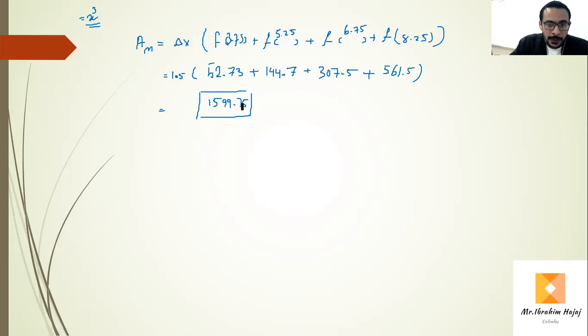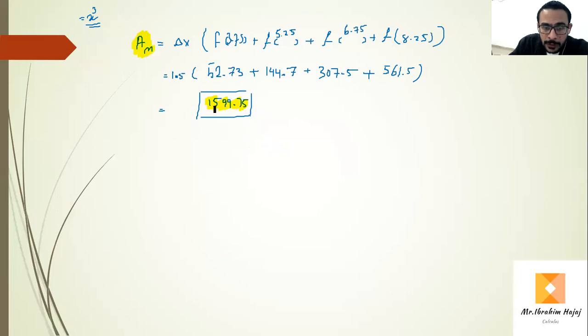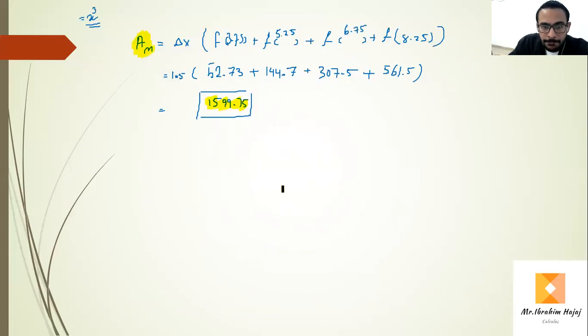Okay, let me highlight this one, guys. It means that the area by using the midpoint formula gives here the most accurate one, 1599.77, which is closer to 1620.